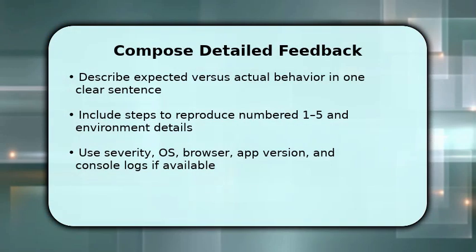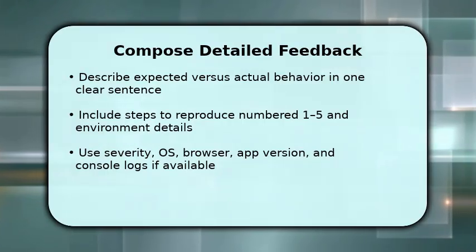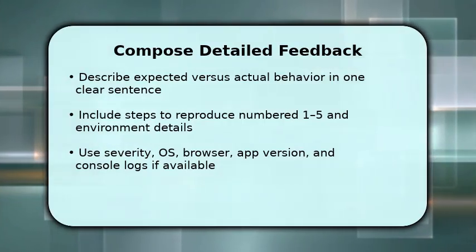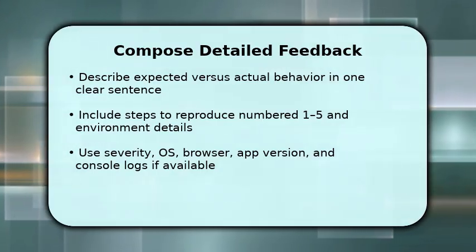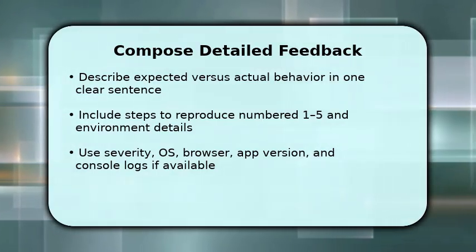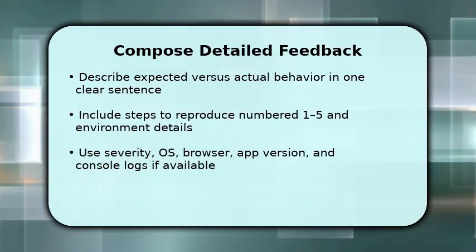Now focus on writing actionable content. Tell reviewers what you expected and what actually happened because that contrast reveals the bug type. Once done, list reproducible steps as numbered items so engineers can follow them exactly.